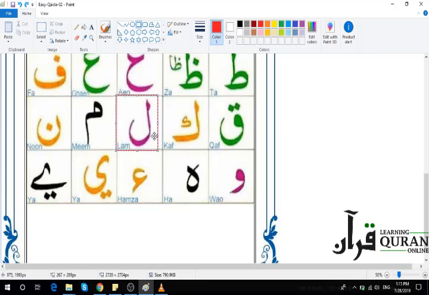Go to the next letter. This letter's name is Meem. The spelling in English is M-E-E-M, Meem. Now next is Noon, Noon. The identification of this letter is that there is one dot in the middle of the letter, and the shape is also unique among all the letters.